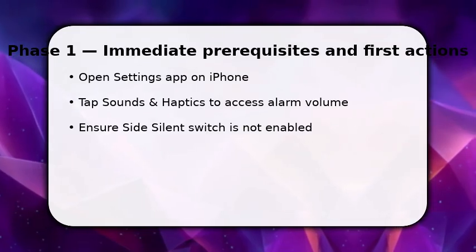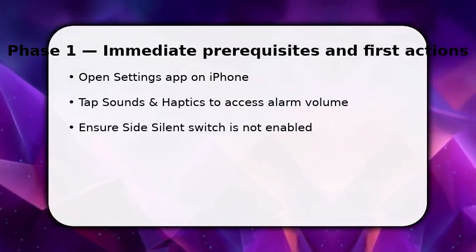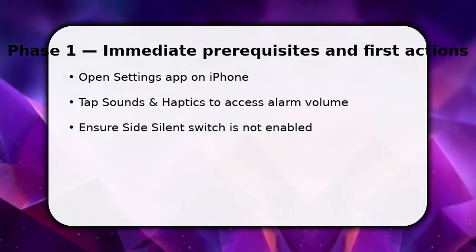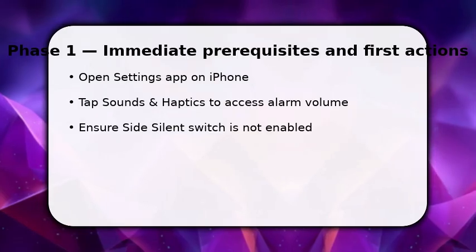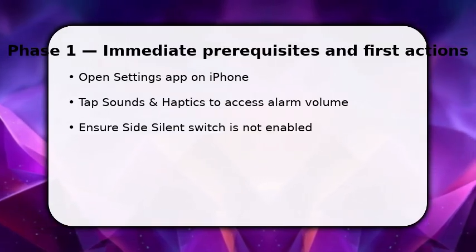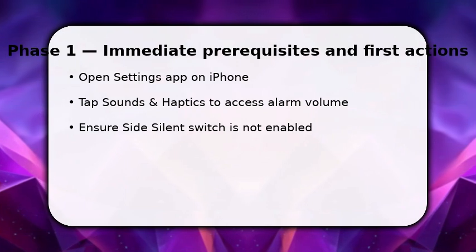If you use Do Not Disturb, note its settings. Alarms still ring, but other sounds may be suppressed. This first step sets the baseline volume before we refine alarm-specific controls.